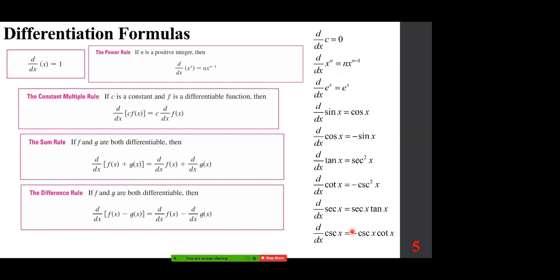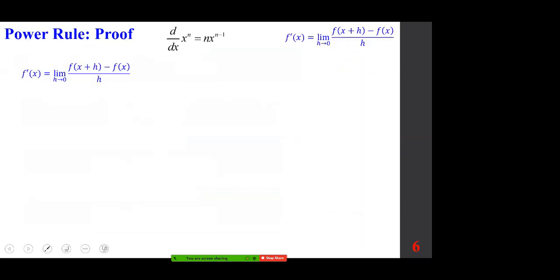So I want to quickly look at the power rule class. We are going to use the definition to get there. What is f of x plus h, where f of x is x to the power of n? You put x plus h to the power of n minus x to the power of n over h, and you take a limit as h approaches 0.